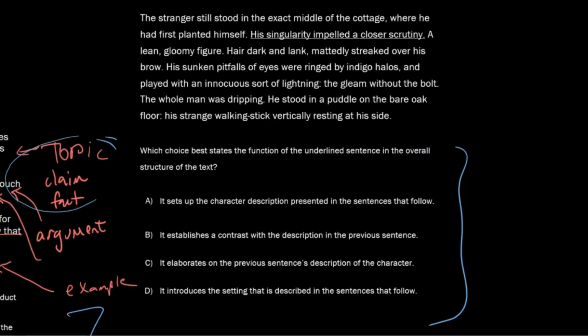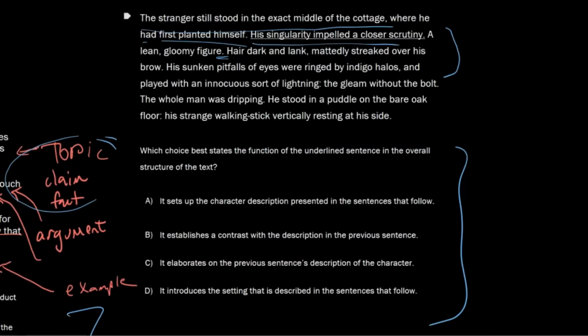So, first sentence, the stranger still stood in the exact middle of the cottage where he had first planted himself. Okay, that's kind of just like a description, I guess. His singularity impelled a closer scrutiny. A lean, gloomy figure. This is kind of short, so we're going to extend our sentence sandwich, okay? Because we see that this could be a comma and this, it could be some other form of linking phrases here, and that would kind of work. Hair dark and lank, mattedly streaked over his brow. His sunken pitfalls of eyes were ringed by indigo halos, and played with an innocuous sort of lightning, the gleam without the bolt. The whole man was dripping. He stood in a puddle on the bare oak floor, his strange walking stick vertically resting at his side.